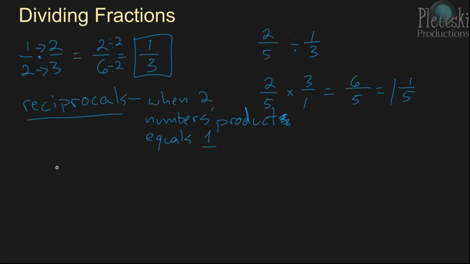And an example of that could be 1/3 times 3/1. Now when we multiply, we multiply 1 times 3, so that's 3. And 3 times 1, which is 3. And 3/3 is 1. So what we can say is that 1/3 and 3/1 are reciprocals. And 3/1 we can also write as 3. So you can say 1/3 and 3 are reciprocals.